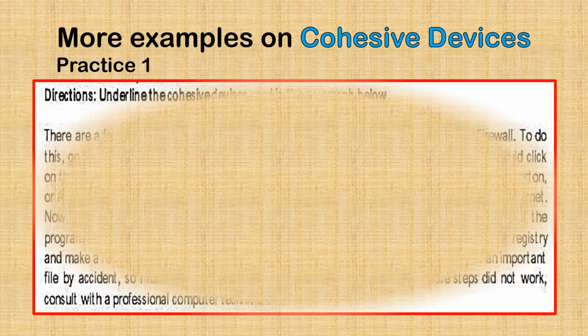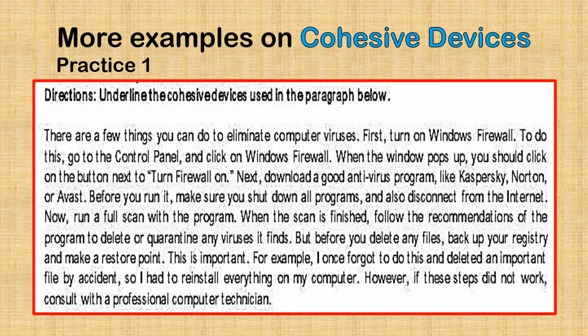Let's look at practice 1. Okay, practice 1 is more challenging, but don't worry. All right. What you have to do is you have to underline the cohesive devices used in the paragraph below. Let me read it for you. Okay, ready, girls and boys? There are a few things you can do to eliminate computer viruses. First, turn on Windows Firewall. To do this, go to the control panel and click on Windows Firewall.